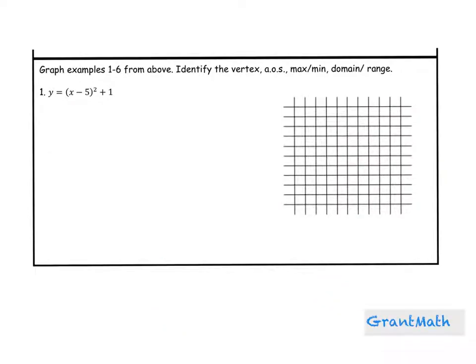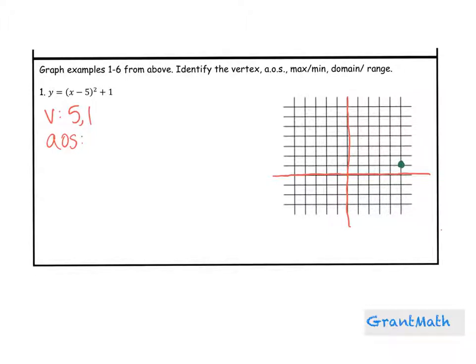So for number 1, you're just writing the vertex, which we already did, right? 5, comma 1. And then you're going to do the axis of symmetry, AOS. First of all, I probably should graph this thing, huh? Okay. I'm going to bring my x-axis lower because I know that I'm going to need to go like 5. So over 5, up 1.